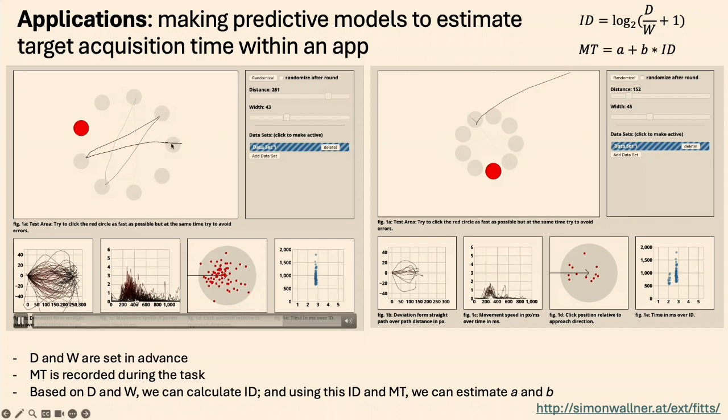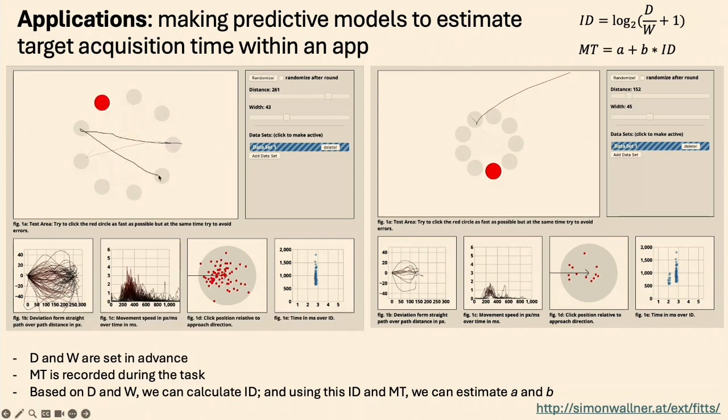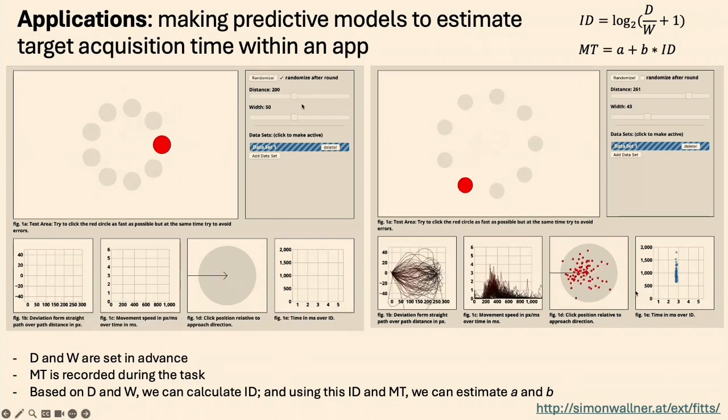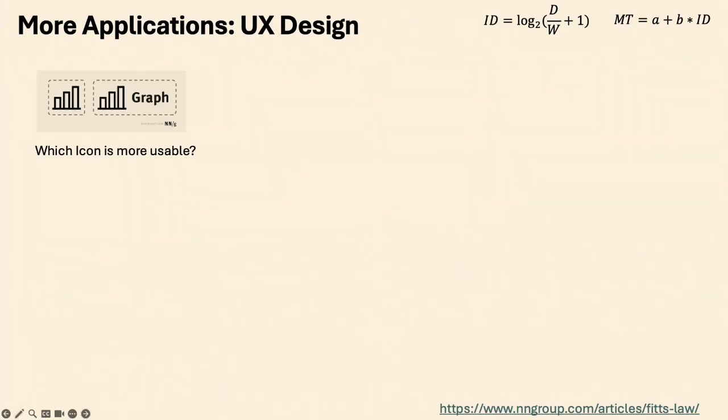So what can we do with that equation? Next time I'm designing an app, there is a button, and I can estimate what is the mean time, what's the approximate time to acquire the target from the center of the screen. So I can estimate using that formula.